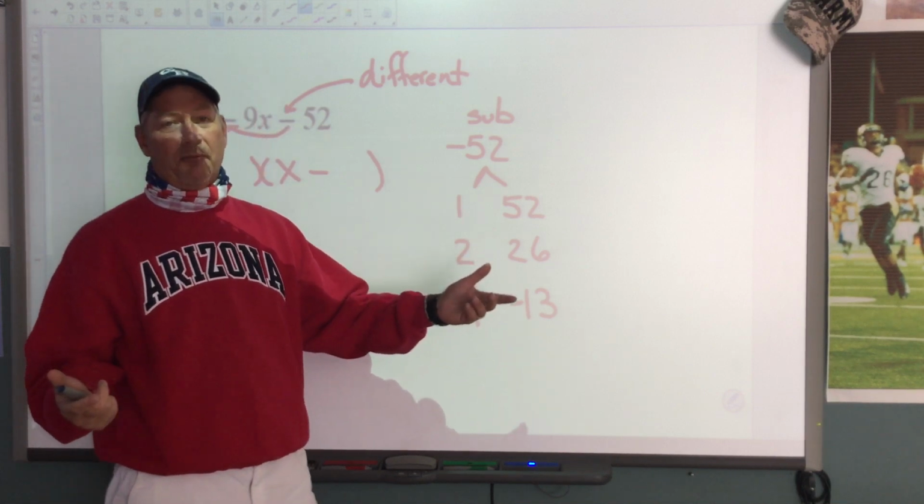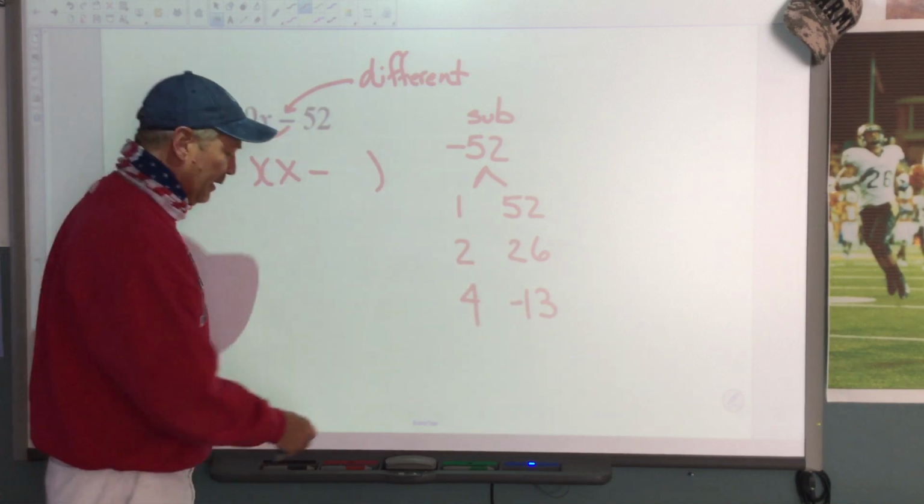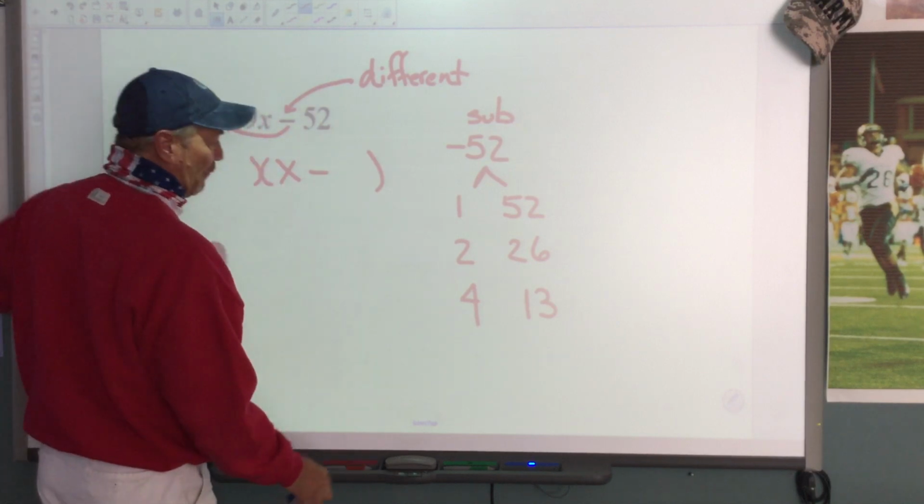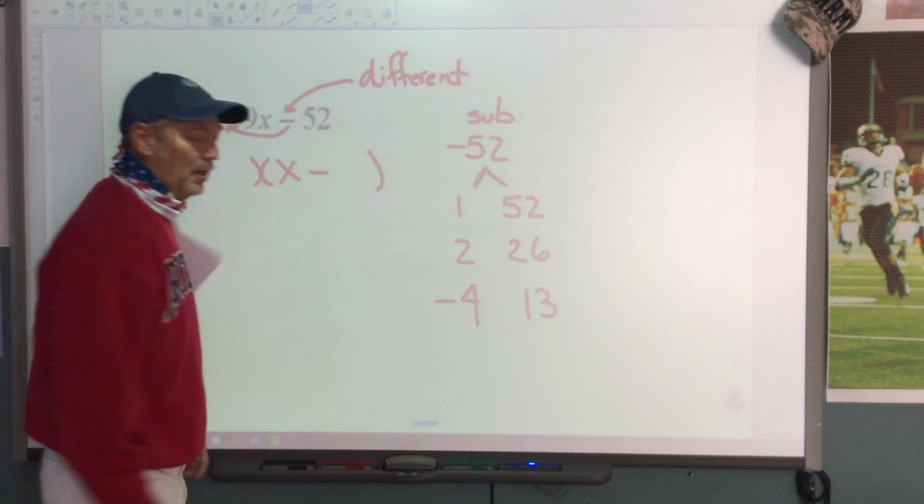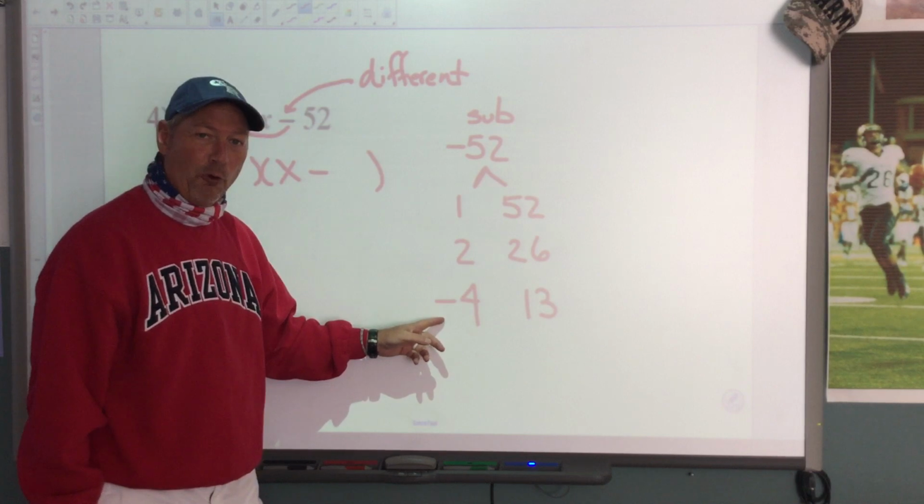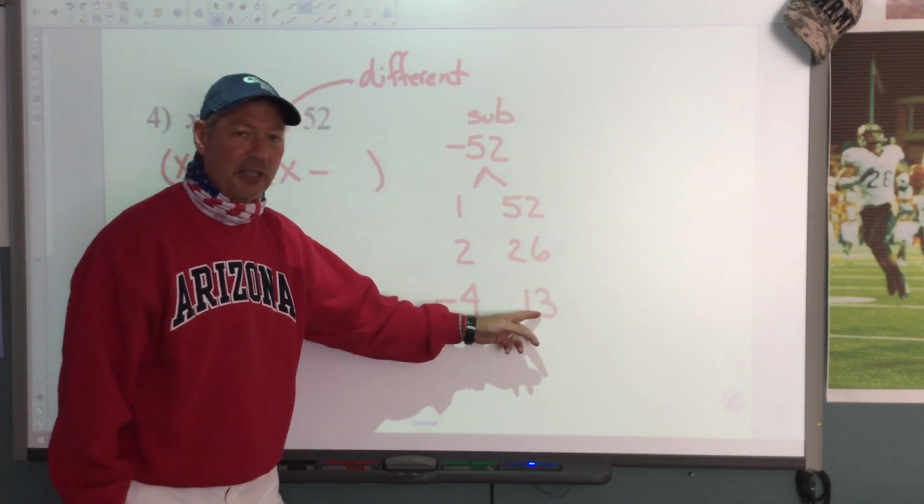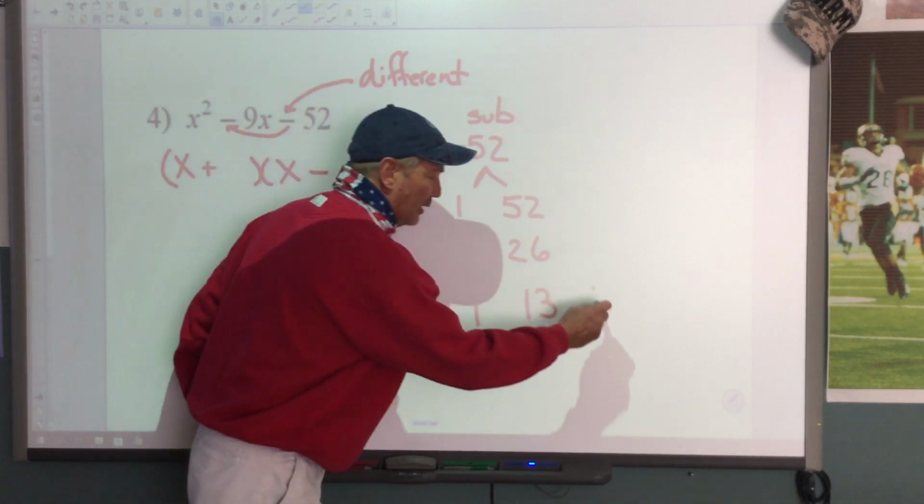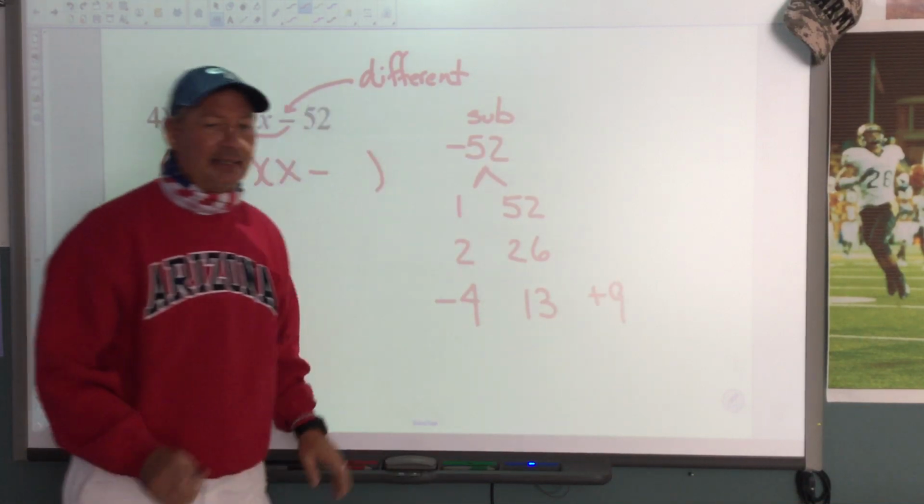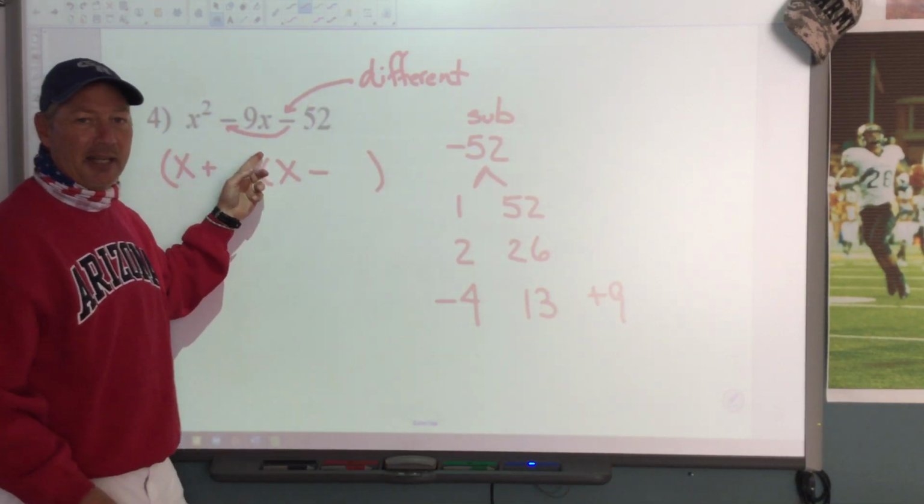What if I put the negative with the wrong place? What if I did this? What if I put the negative with the 4? Well, what's a negative 4 and a positive 13? A negative 4 and a positive 13 is a positive 9. And that's not what I want in the middle. I need a negative 9.